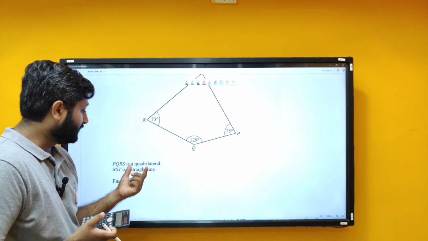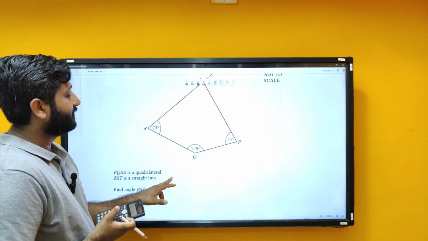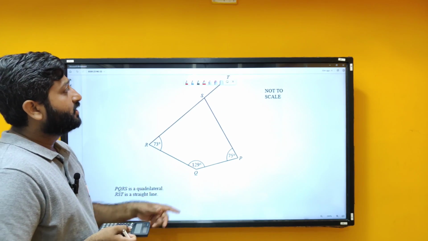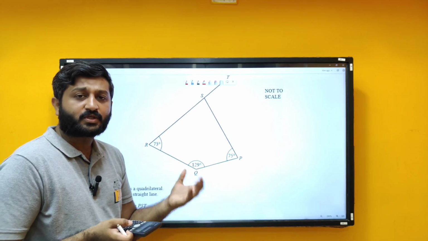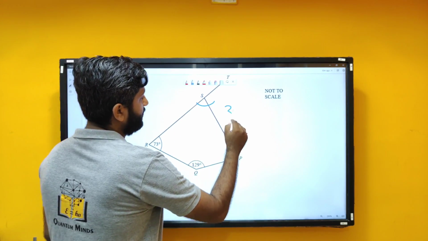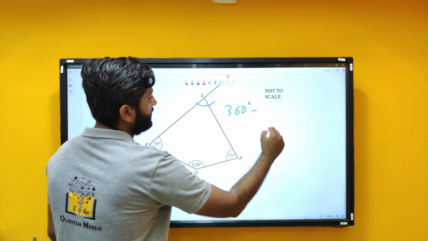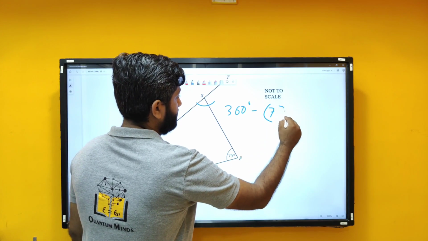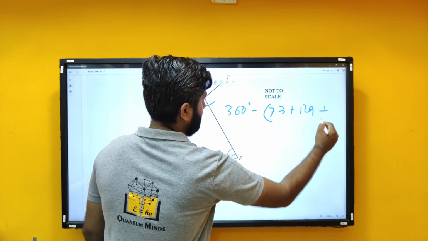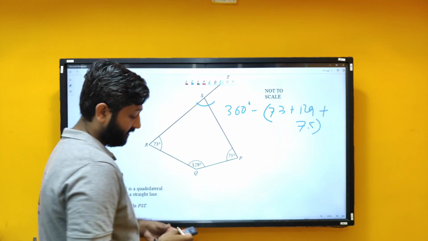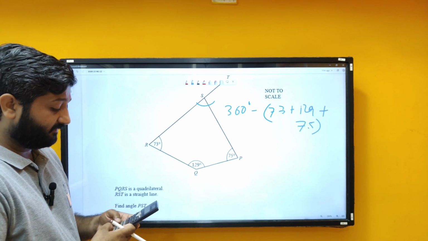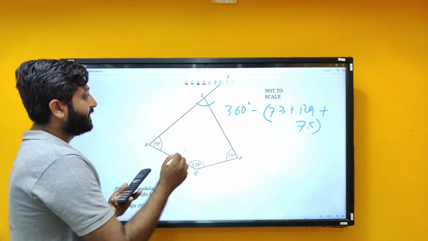PQRS is a quadrilateral where RST is a straight line. Find the angle PST. So guys, as we know, this is a quadrilateral, so the sum of all angles will be 360. First, let us find this angle, which is 360 minus (73 plus 129 plus 75). 360 minus the answer is 83.